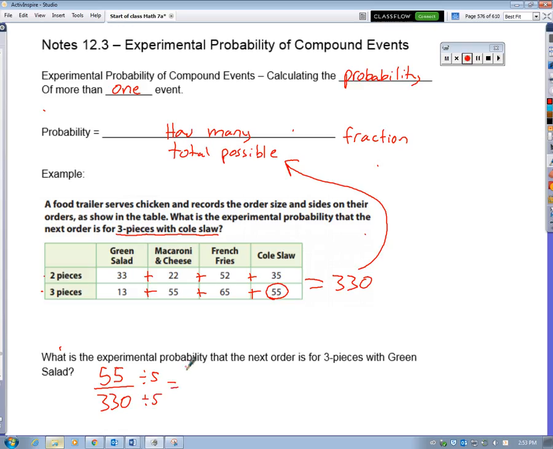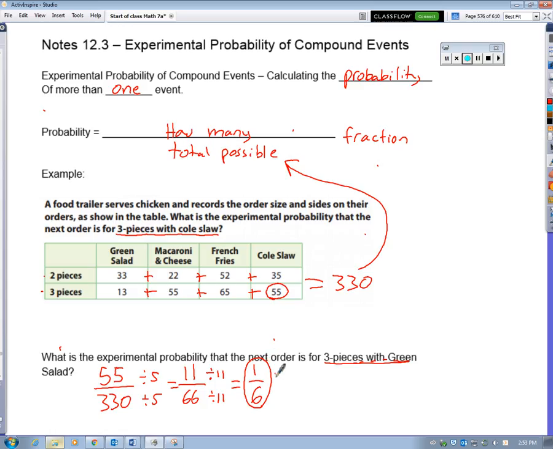That's going to come out to 11 over 66. Alright, and we can divide that again still. If we simplify that, we can divide them both by 11. We're just simplifying these fractions, and we would get 1 out of 6. So that's our probability, that's our fraction, of the next order being 3 pieces with coleslaw.